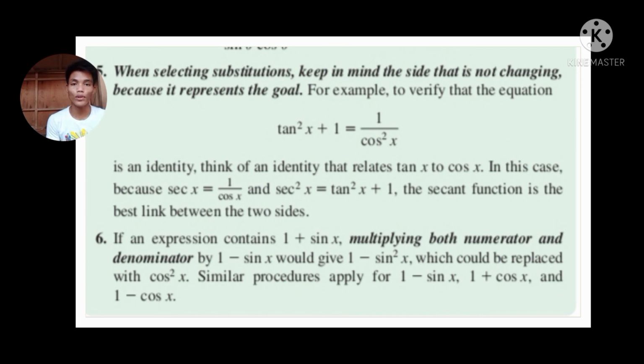Number 6, the last hint for verifying trigonometric identities. If an expression contains 1 plus sine x, multiplying both numerator and denominator by 1 minus sine x would give 1 minus sine squared x, which could be replaced with cosine squared x. Similar procedures apply for 1 minus sine x, 1 plus cosine x, and 1 minus cosine x. So those are the 6 hints for verifying trigonometric identities.